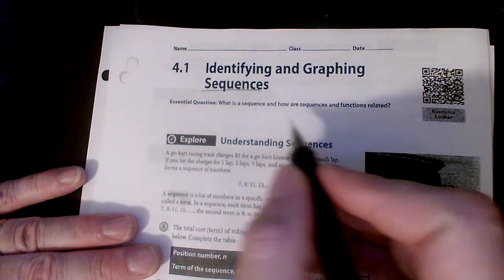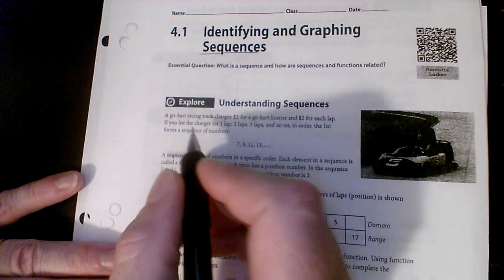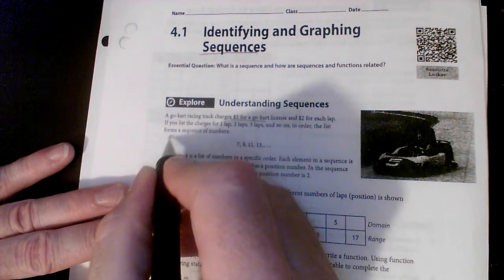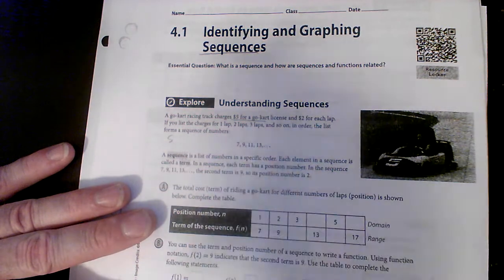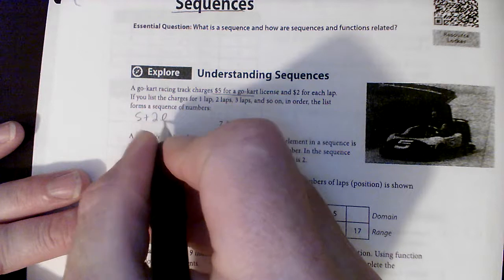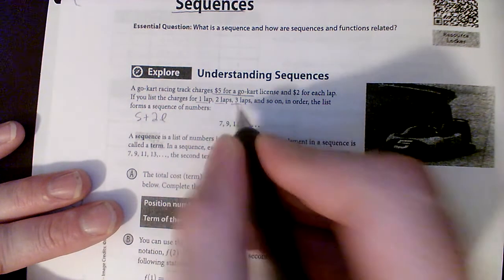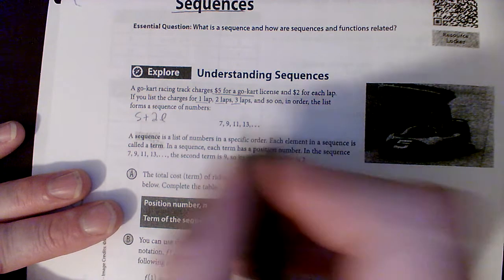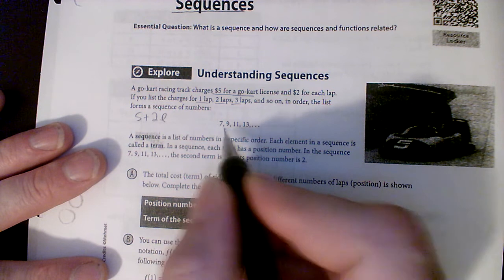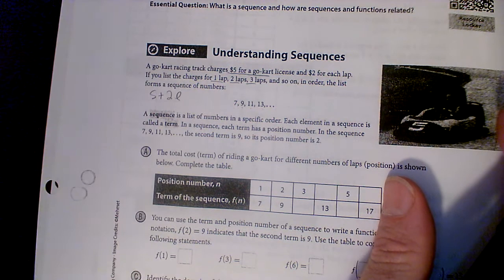All right. To understand a sequence, we have a little problem here, a word problem. A go-kart racing track charges $5, that flat fee that we always get, right? And $2 per lap. So I could say plus $2 every lap. Right, and if you list the charges for 1 lap, 2 laps, 3 laps, and so on, in order, the list would form this, right? $5 plus 2 for 1 lap is 7, and every lap is going to add another $2. Well, until you're done racing go-karts.